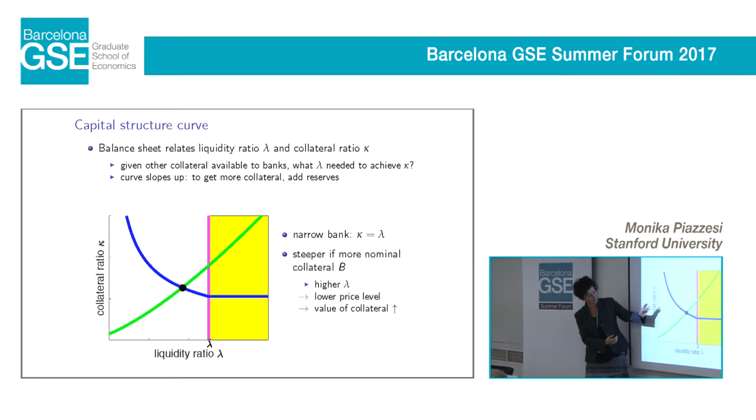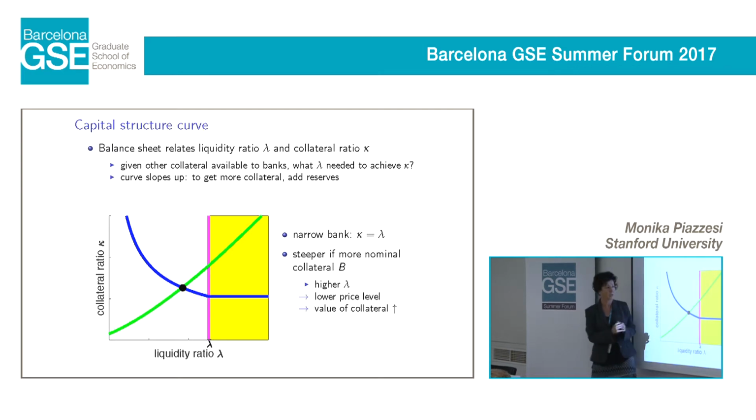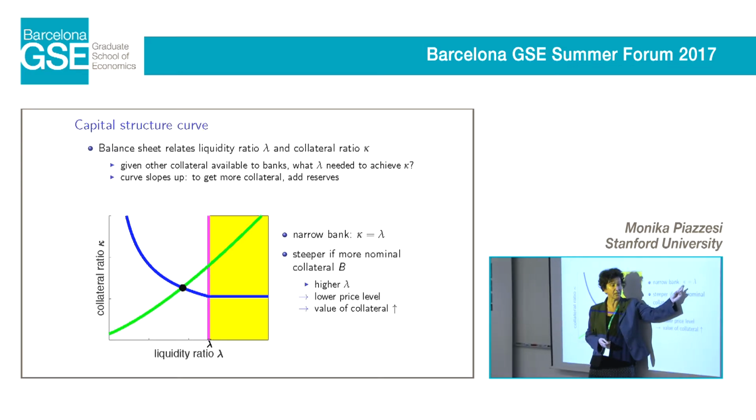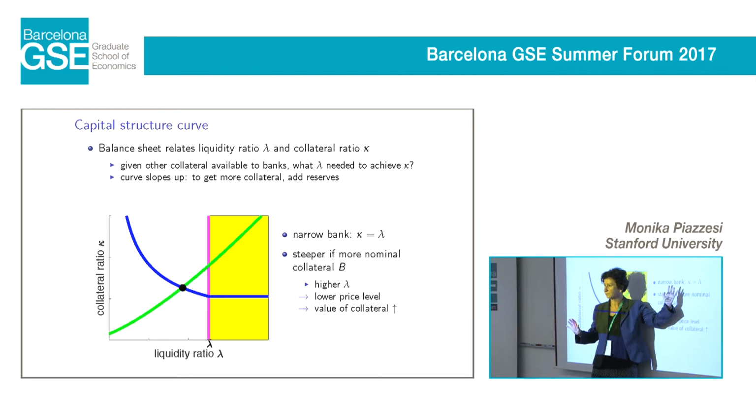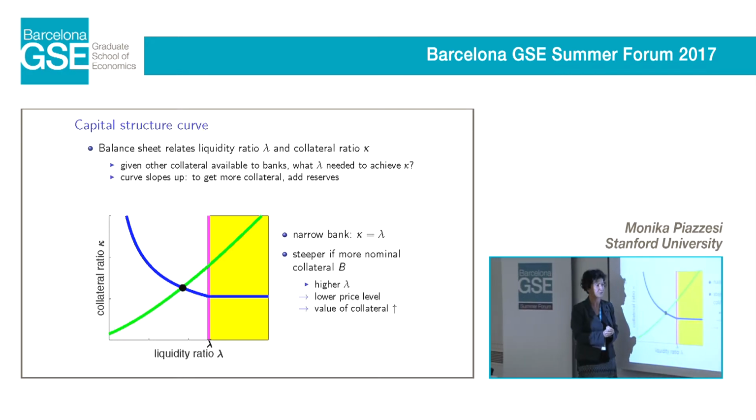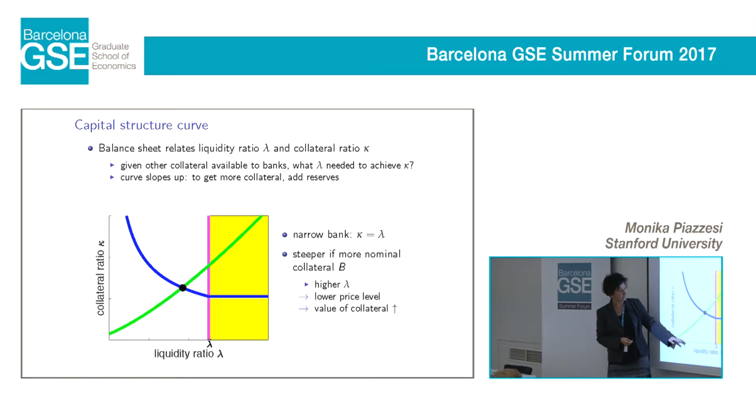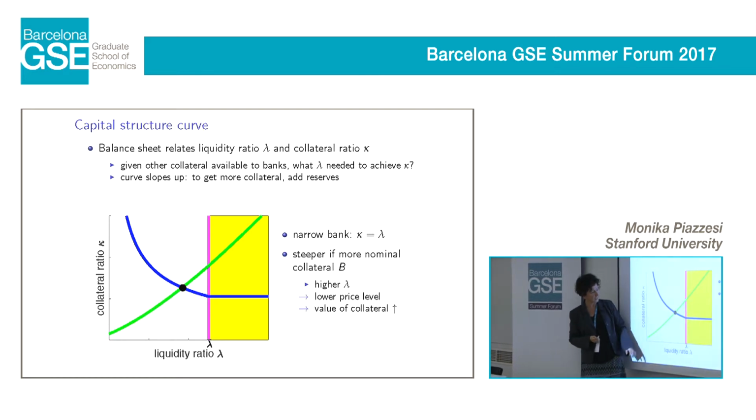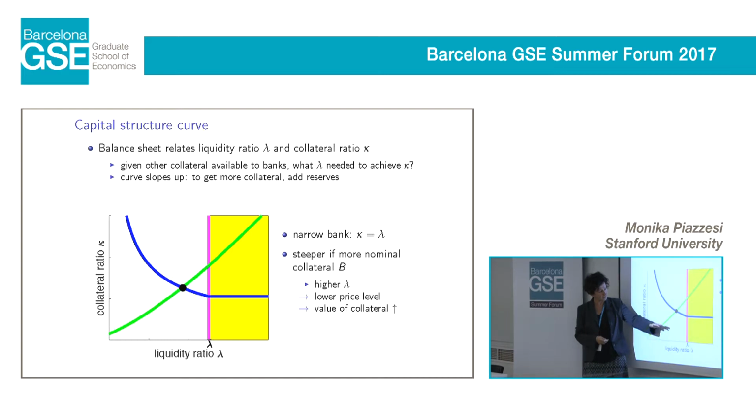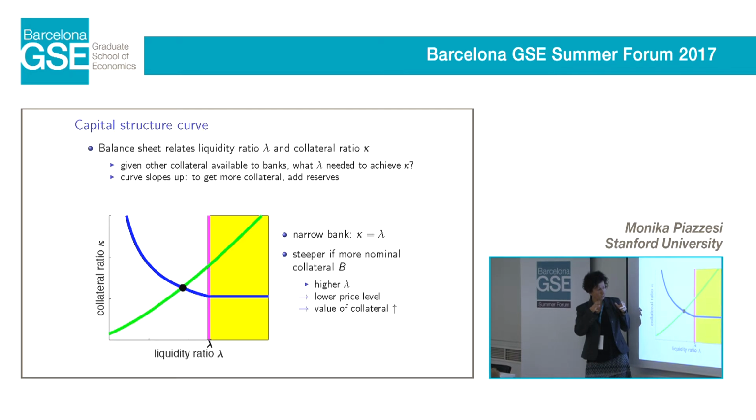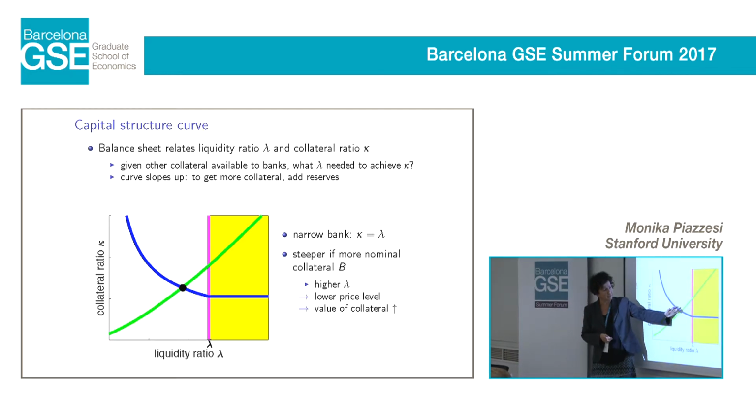You already see the positive relationship if you think about a narrow bank that doesn't have anything else than reserves. Then the liquidity ratio of that bank will be equal to the collateral ratio, because there's nothing else in its balance sheet. And this curve, I'm going to run out of time, so I'll say the slope of this curve is going to depend on what the fraction is of assets that banks have that are nominally denominated. And so the more nominal assets banks have, the steeper is this curve.